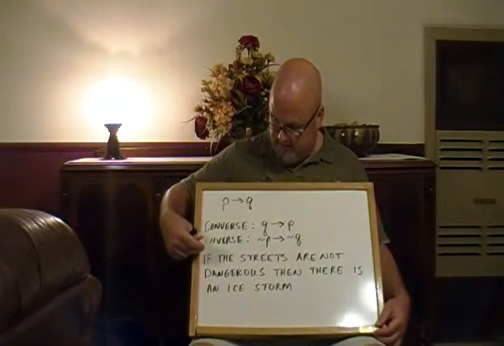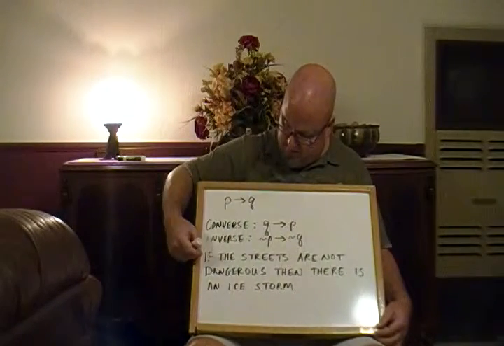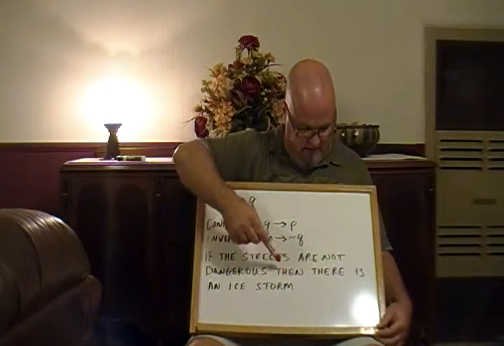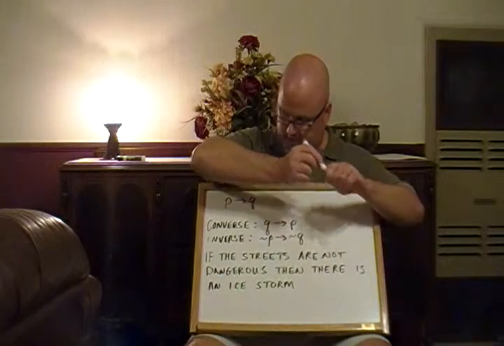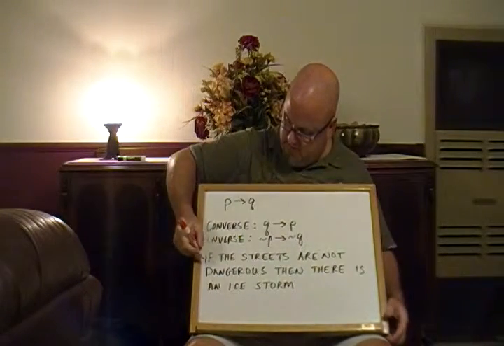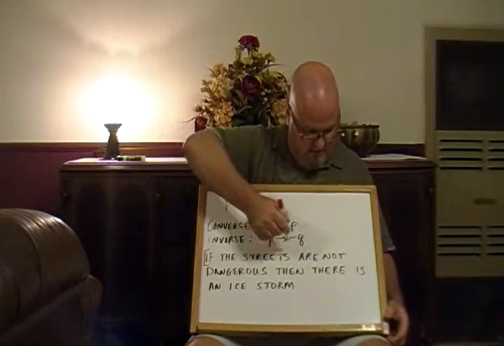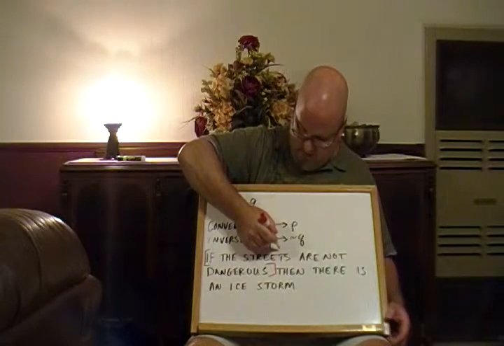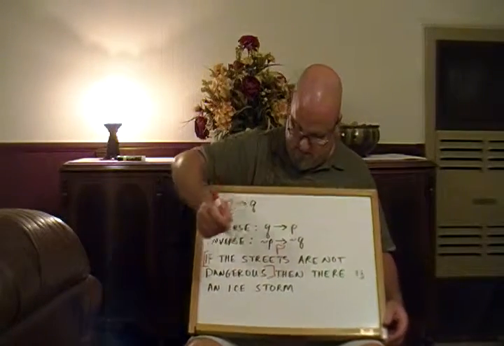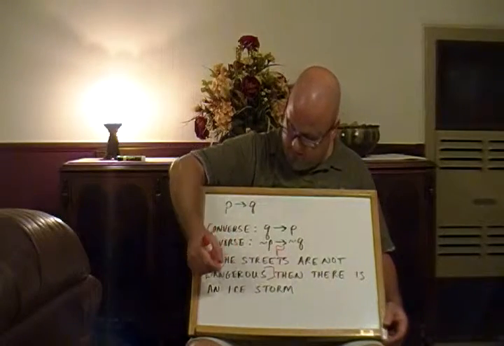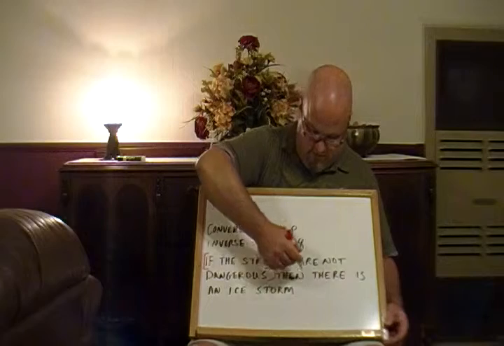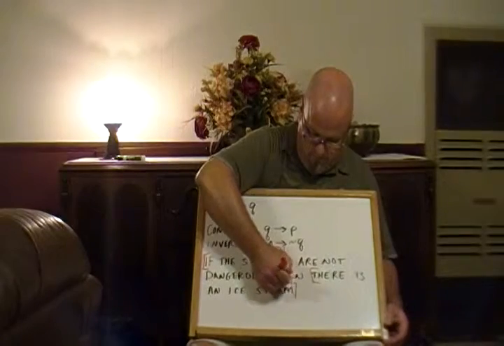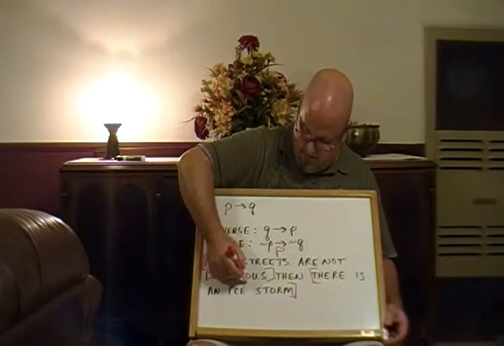And now let's put this into practice. If this is our statement here in the form of P implies Q: if the streets are not dangerous, then there is an ice storm. So what would our P be in this case? I'll just mark it off this way. If the streets are not dangerous, all the way up to the then, that is going to be our P in this case. Did I make my P correct? Yes, I did. Then there is an ice storm. That is going to be our Q. Right here. So that is Q.